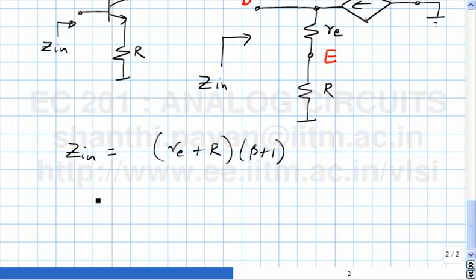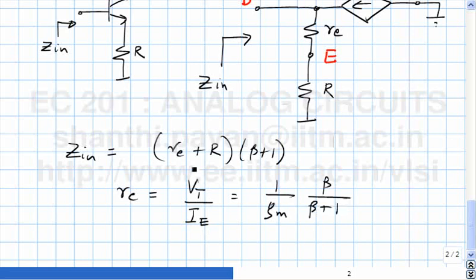And if you replace RE with VT by IE, which is 1 over GM times beta by beta plus 1, in this expression, you should get back the same big expression that we got for the input impedance yesterday. So in that expression you will only find GM. Here you will find RE, and the two are related as shown here. So it's actually quite straightforward.